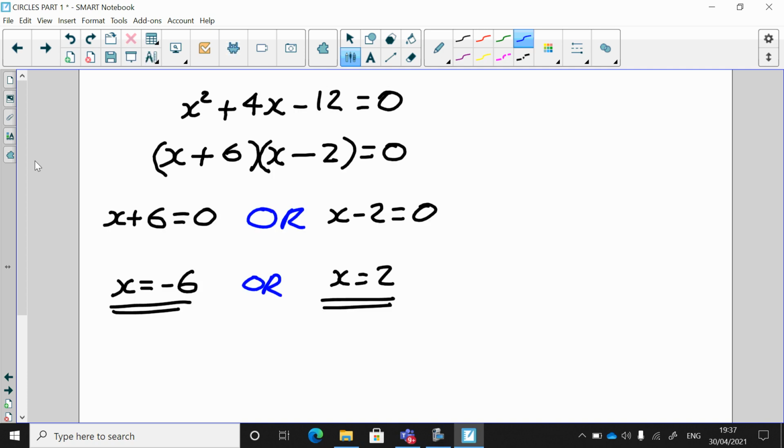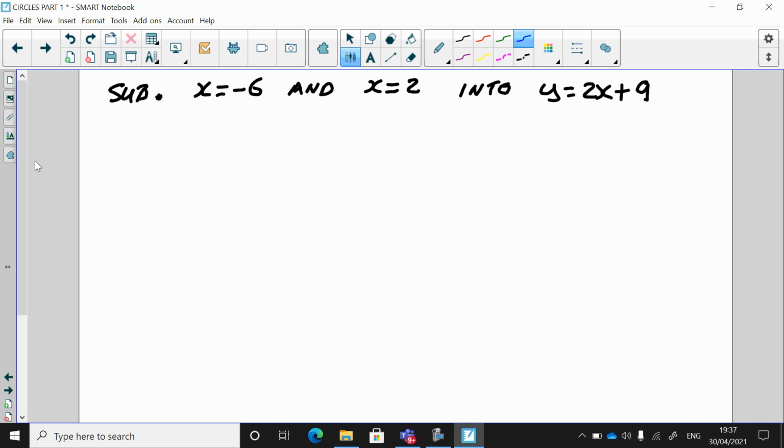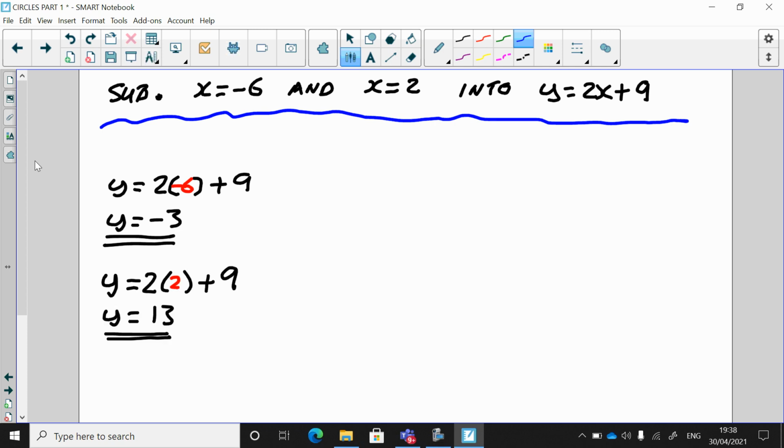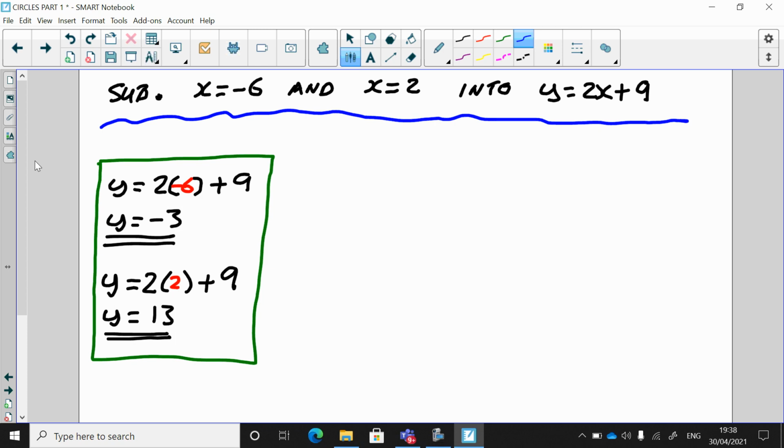Take those two values of x, because we want the points of contact. Don't lose the plot here, folks. Points of contact: put them into the equation of the line. We could put them into the equation of the circle, but you might end up with 4 answers, which would be true, actually. The equation of the line is the simplest form: 2x plus 9. So 2 times minus 6 plus 9 gives an answer of minus 3, and 2 times 2 plus 9 gives an answer of 13. We're just going to match them up.